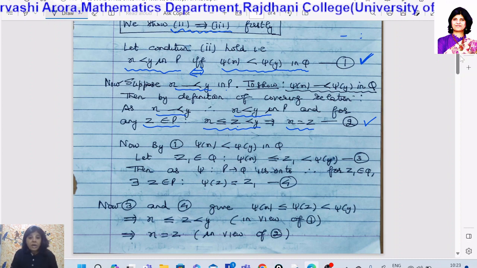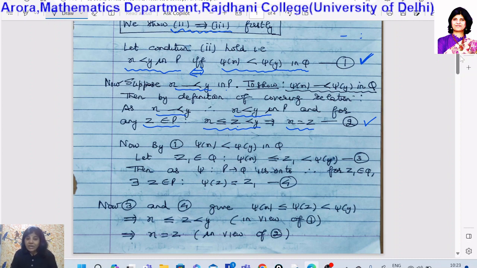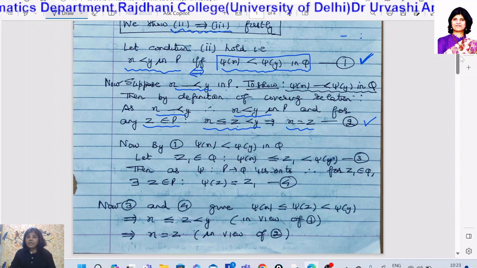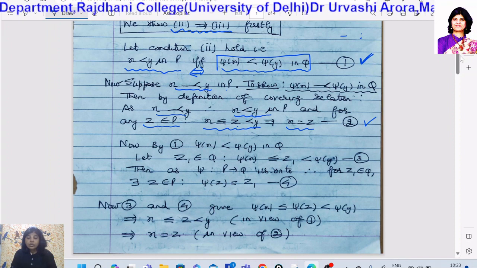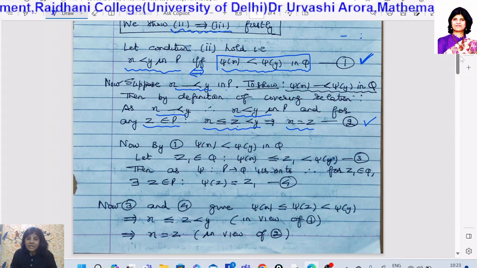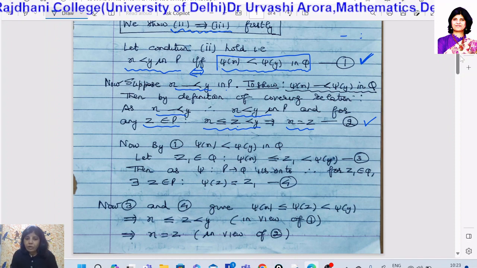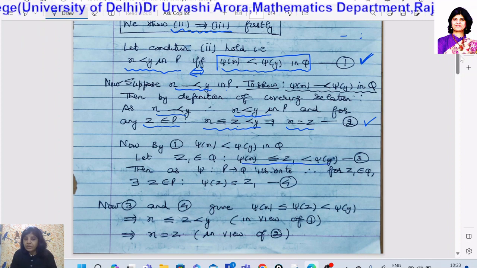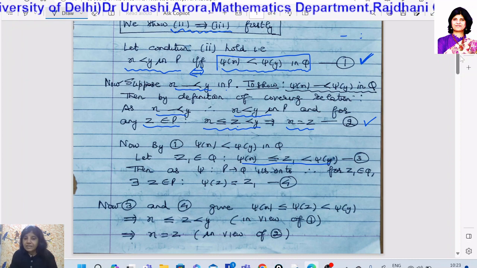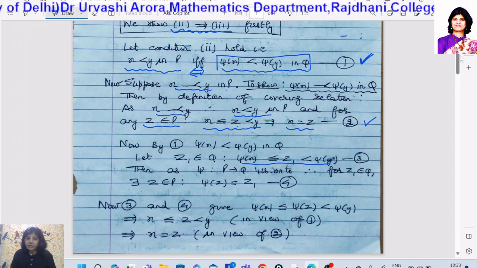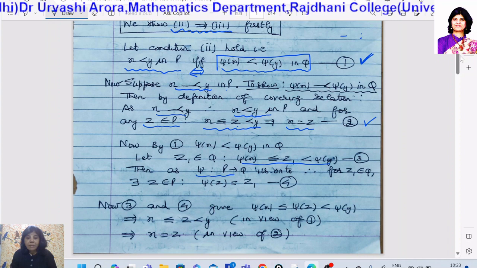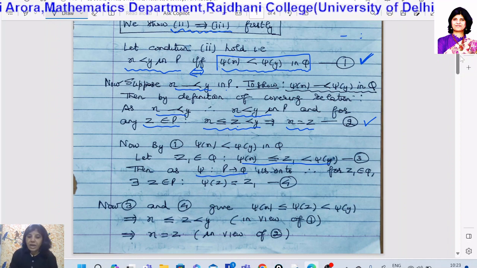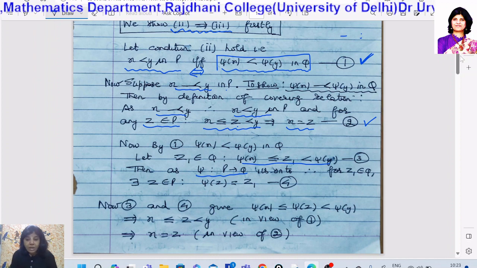Now by 1, psi x is strictly related to psi y in Q. Suppose there is some z1 belonging to Q such that z1 lies between psi x and psi y. So z1 is such that psi x is less than or equal to z1 is less than psi y. I've marked this as 3. Then as the mapping psi from P to Q is onto, because psi is given to be a bijection, and a bijection is a one-one onto map.